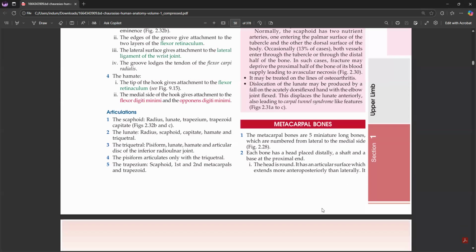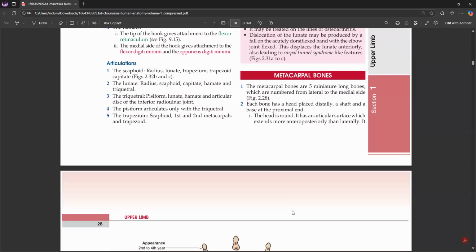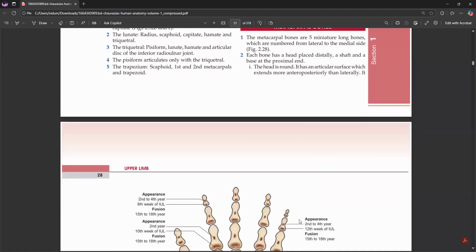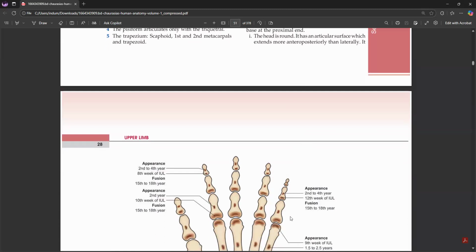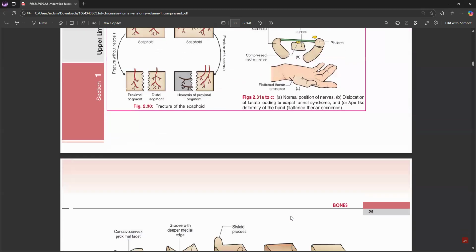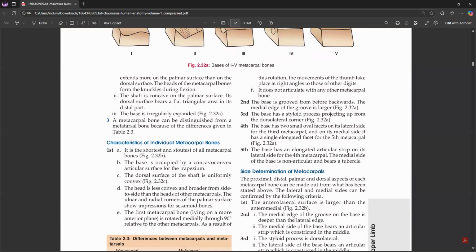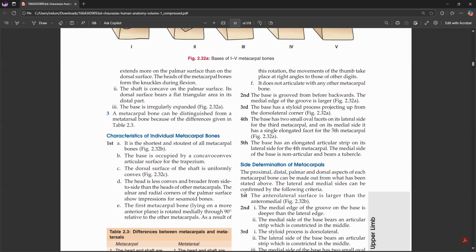Metacarpal bones. Number 1: the metacarpal bones are 5 miniature long bones which are numbered from the lateral to the medial side, figure 2.28. Number 2: each bone has a head placed distally, a shaft, and a base at the proximal end. The head is round. It has an articular surface which extends more anterior-posteriorly than laterally. It extends more on the palmar surface than on the dorsal surface.